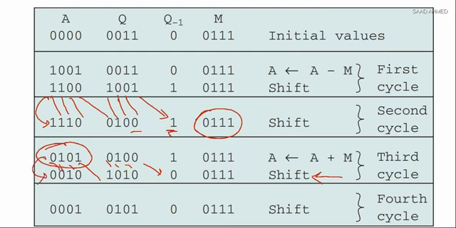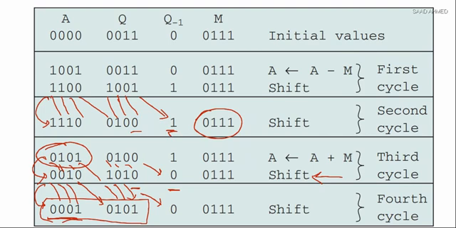Finally the fourth cycle, and the last cycle in this case. Again, you are going to check bits Q0 and Q minus 1, and here you can find that both are the same, that is 0. So you will be skipping the subtraction and addition part, and you will go straight to the shift part, where you will just shift the values. You can see the values shifting, and this value repeating itself. So the final answer is here.